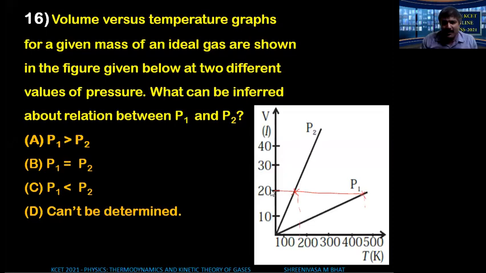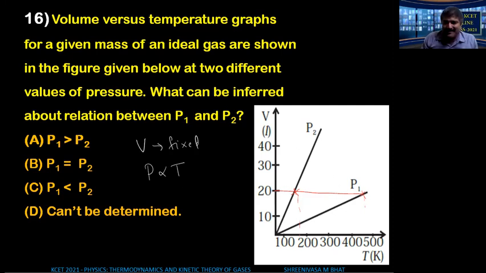Drawing a horizontal line at 20, that is, say the volume is 20 for both the curves. So we can see here the volume is fixed. For an ideal gas, when volume is fixed, pressure must be directly proportional to temperature. So here pressure P1 has a greater value of temperature compared to the pressure P2.